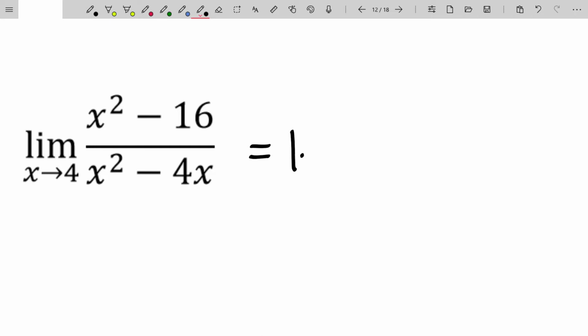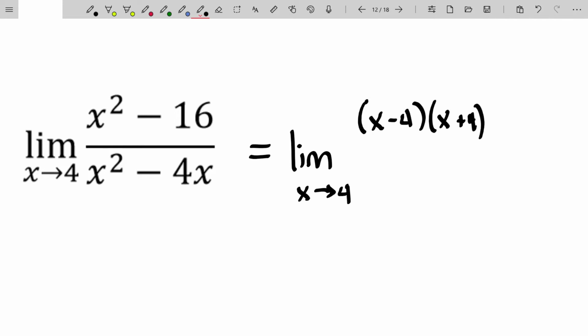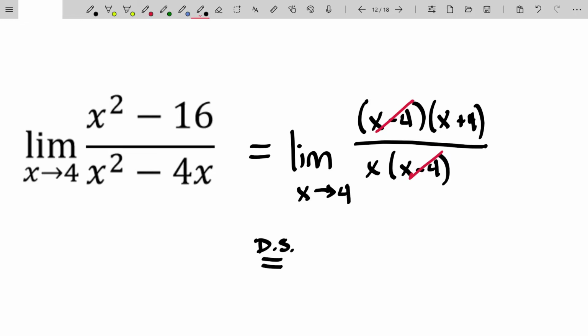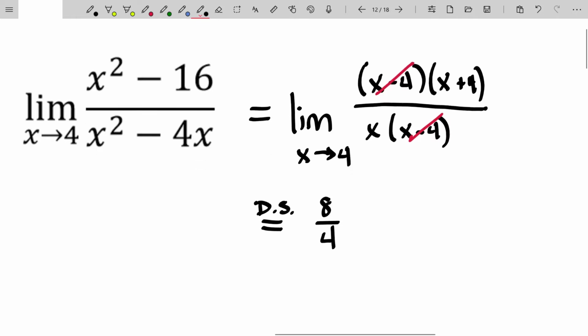This is the same thing as the limit as x goes to 4 of x minus 4 times x plus 4 over x times x minus 4. Notice the x minus 4's cancel, and now you can use direct substitution. So this is a lesson in, let me first evaluate that, that's going to be 8 over 4 or 2.